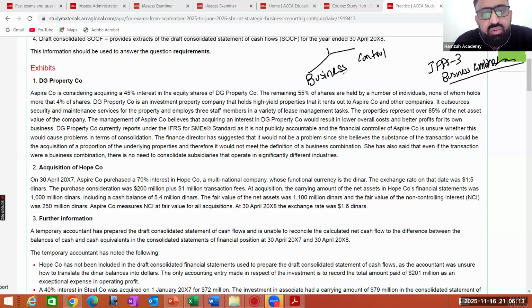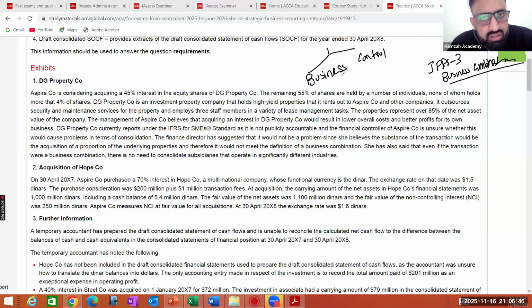And number two, they have to establish they have a control. Now, if we define the business as a set of integrated activities which is managed with the objective to earn return in a form of profitability, reduction in cost, okay, a set of integrated activities, and those activities have the ability to convert input by applying the processes into output. That is the definition of the business, which is given in IFRS 3.